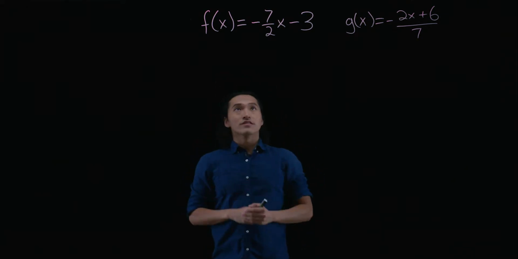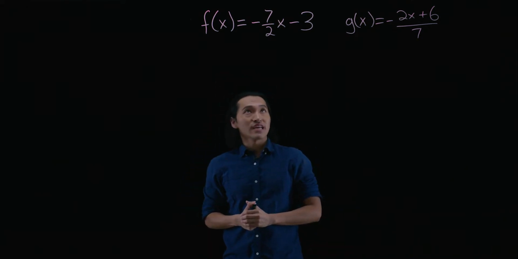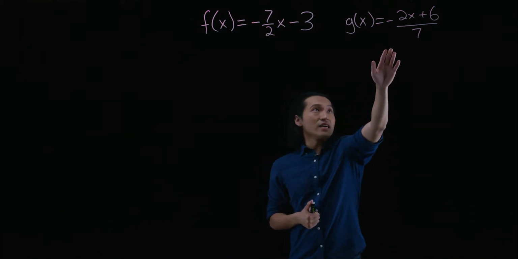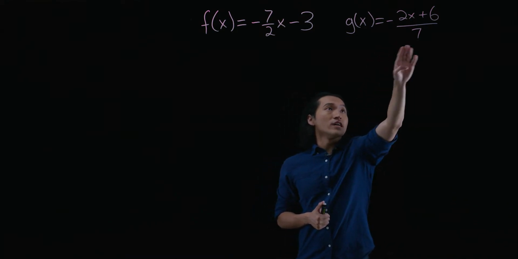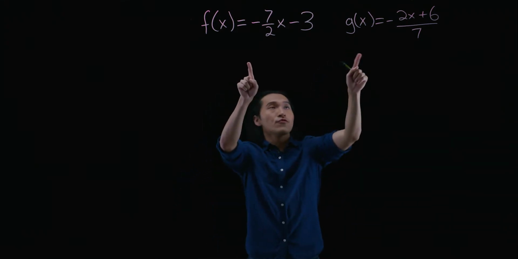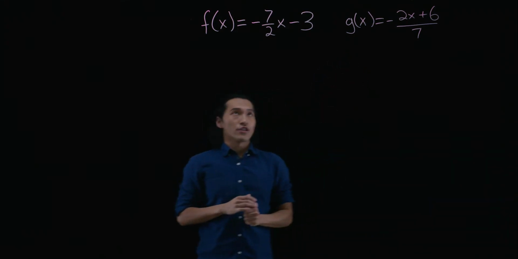So for this problem, they give us two functions. f of x is equal to negative 7 over 2 times x minus 3, and g of x is equal to negative 2x plus 6, all of it over 7. And they want us to prove that these two functions are inverses of each other.